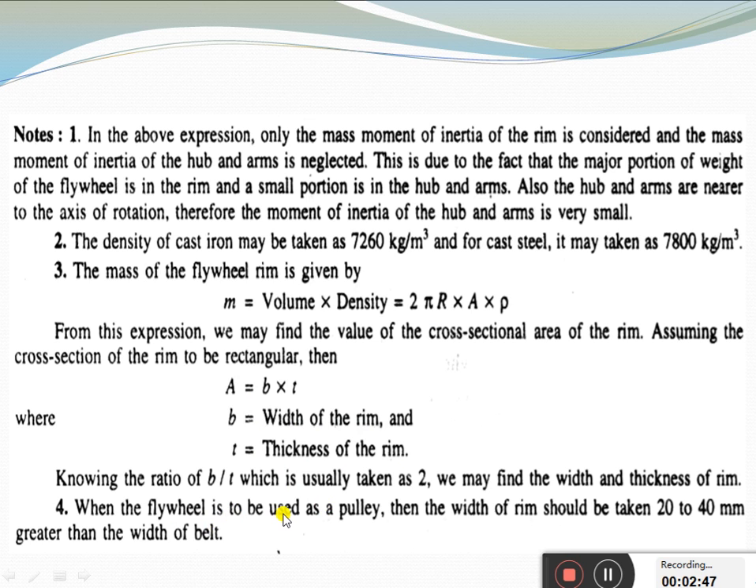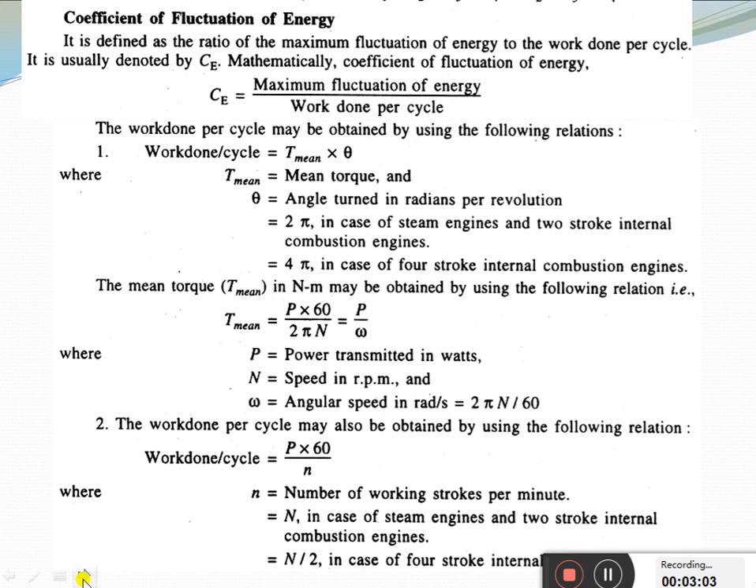When the flywheel is to be used as a pulley, then the width of the rim should be taken as 20 to 40 mm greater than the width of the belt. So those are the assumptions you have to take during calculation.